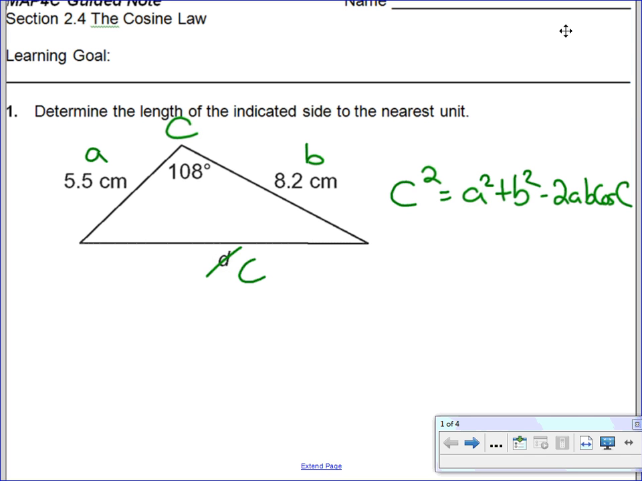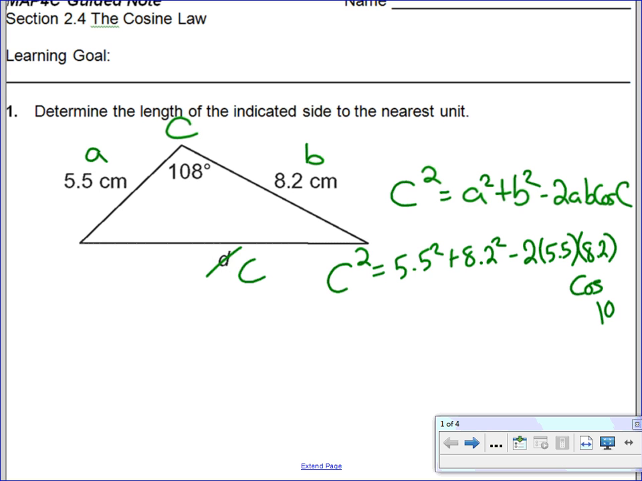Okay, the equation is right here. If I relabel the triangle, it is foolproof because I already know what I'm plugging in here. I know I'm calculating C squared. I know A is 5.5, so that becomes 5.5 squared. I know B is 8.2 squared, minus 2 times 5.5 times 8.2. I still ran out of space, cos 108. Sorry, my handwriting just does not get that small. So C squared is equal to 5.5 squared plus 8.2 squared minus 2 times 5.5 times 8.2 cos 108.